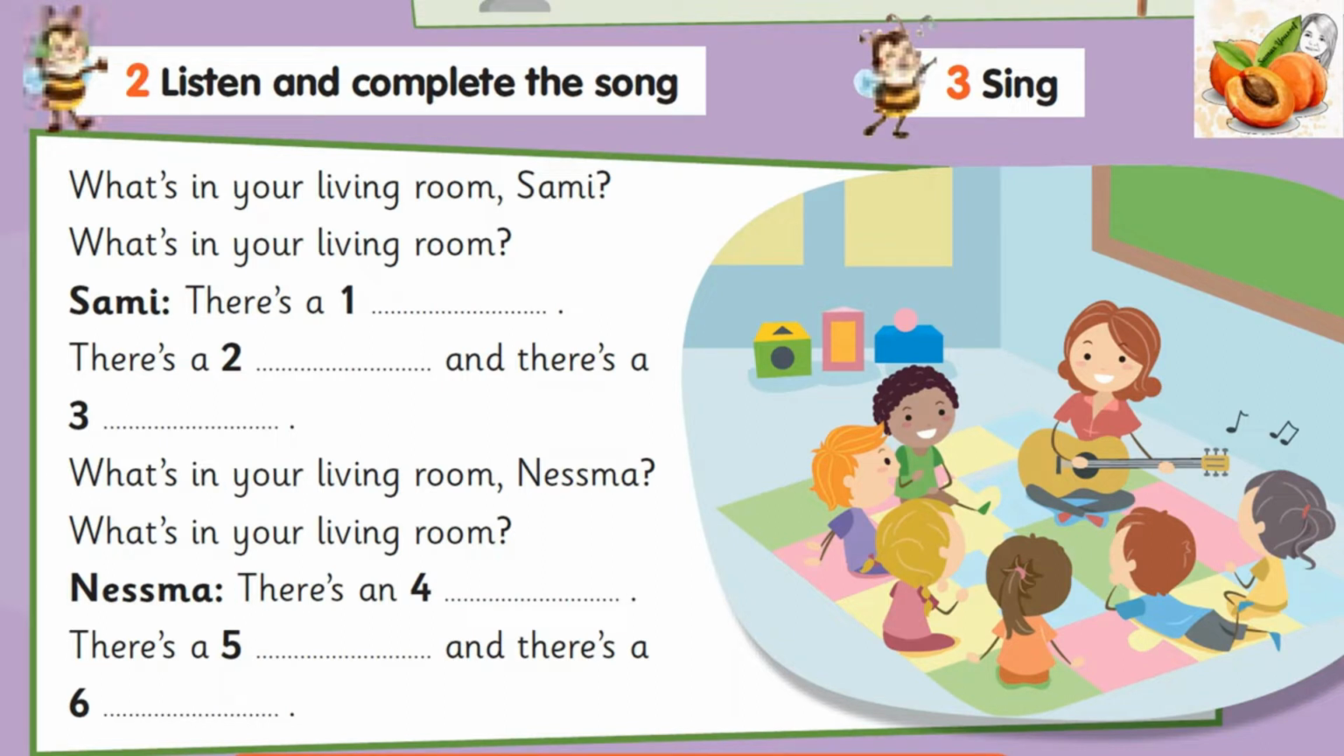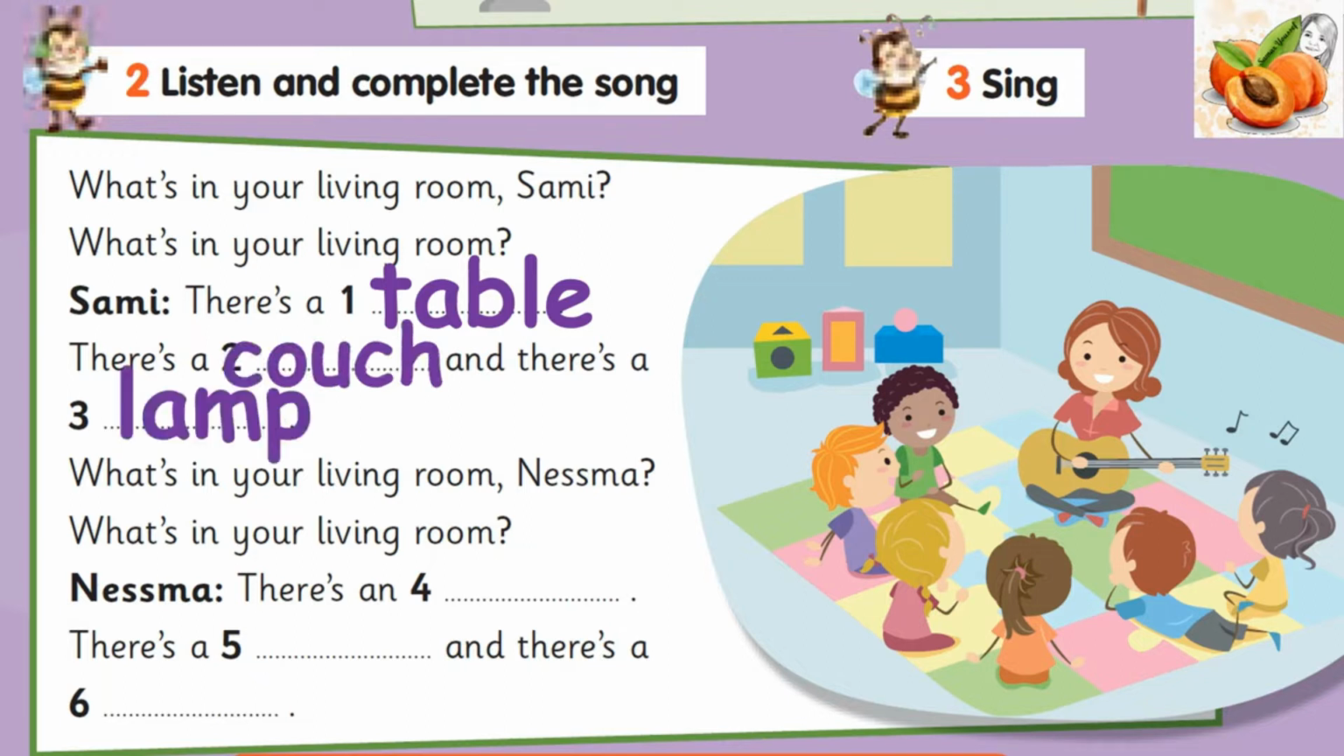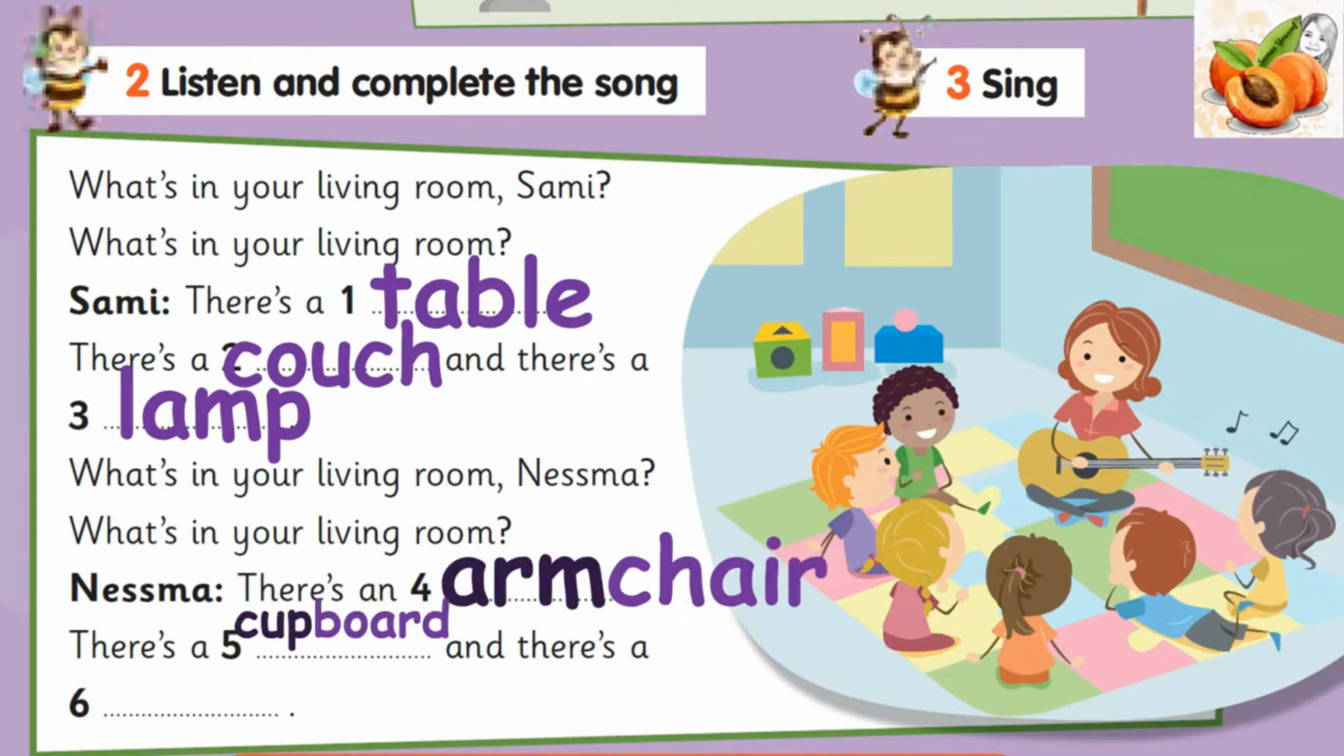What's in your living room, Sammy? What's in your living room? There's a table, there's a couch, and there's a lamp. What's in your living room, Nesma? What's in your living room? There's an armchair, there's a cupboard, and there's a television.